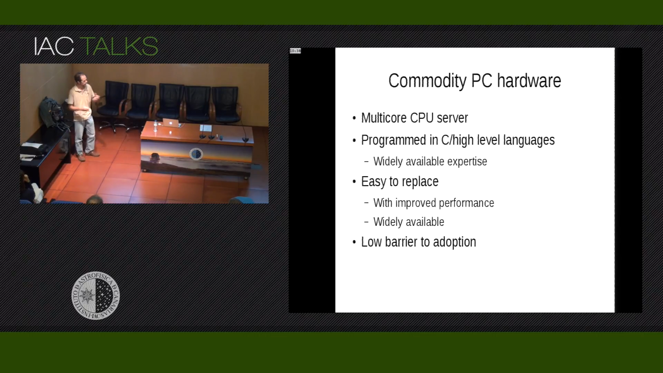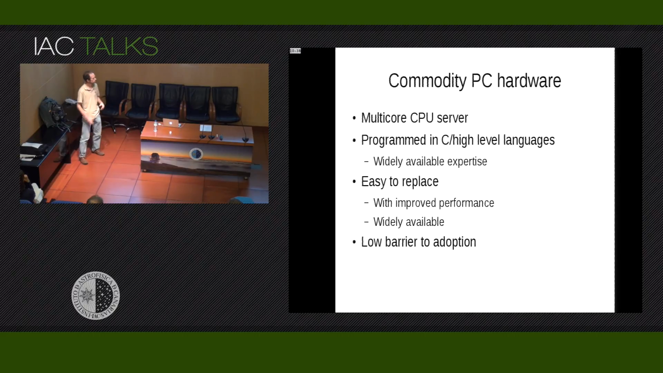And I can say that because we helped, at Durham, we helped design part of their Sparta system. So, commodity PC hardware. Nowadays you have multi-core CPU servers. They can be programmed in C and high-level languages. Expertise which is widely available. Plenty of C programs around.